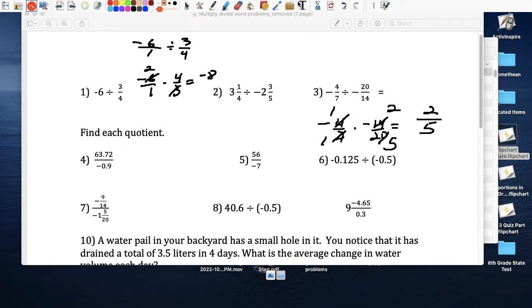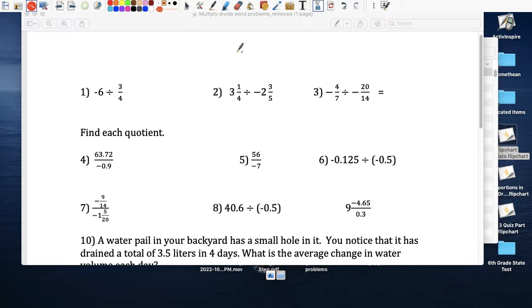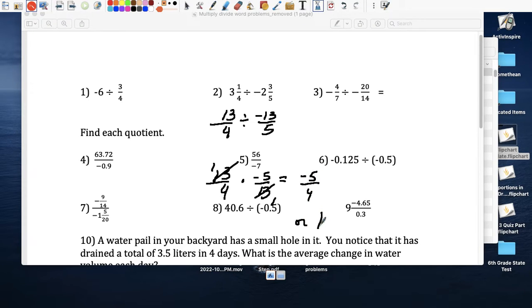Right? So, I'll do number 2, only because that one has a mixed number. If you change that to an improper fraction, we get 13/4 divided by -13/5. So you change everything to an improper fraction. Now you can rewrite the problem. So 13/4 times the reciprocal, which is -5/13. These two 13s will simplify to 1. And my answer is -5/4, or -1 and 1/4.